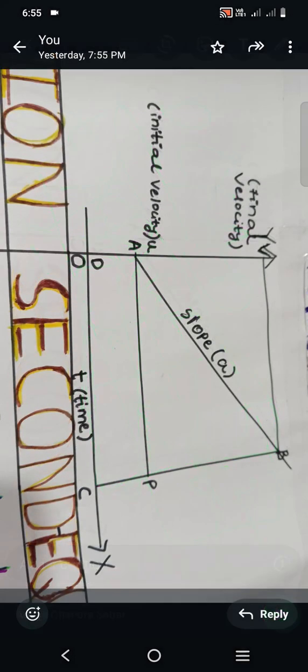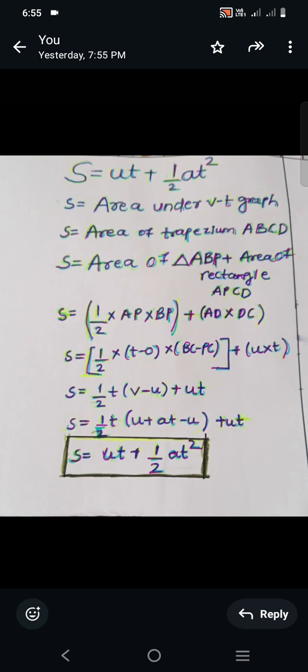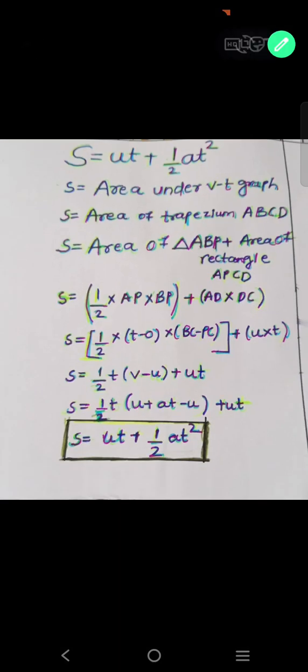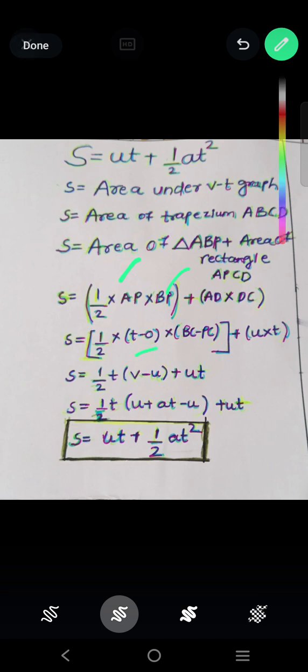Here you can clearly see that half into AP into BP is there. So t minus 0 into BC minus BC you can do. Understood? u into t. So v minus u plus ut, u plus at minus u plus ut. So s is equal to ut plus half at square. This is the final answer. Clear?